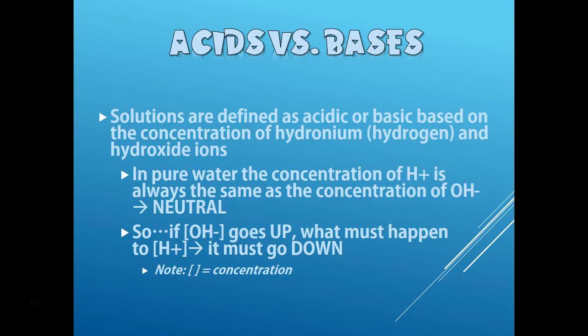So solutions are defined as acidic or basic based on the concentration of those hydronium H3O+, or if we simplify it, the hydrogen H+ ions. And as a result, we can then also tell what the hydroxide ions are, or your OH minuses. So acidic or basic is directly connected to your hydrogen ions, and then we can infer those hydroxide ions. Maybe not a bad side note for yourself there as well.